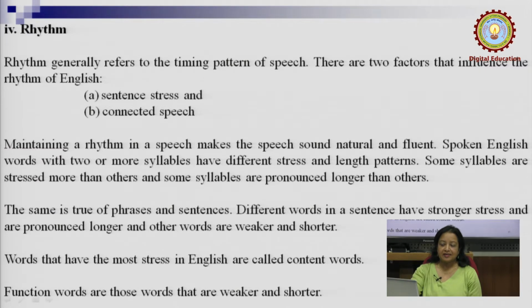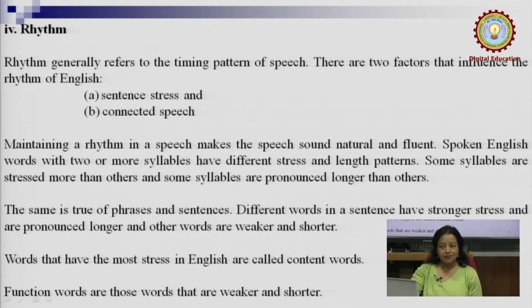Words that have the most stress in English are called content words. Content words are usually the nouns, verbs, adjectives, adverbs and pronouns. These words are important to express the main meaning of the sentence. So, they are also called the dictionary entries.